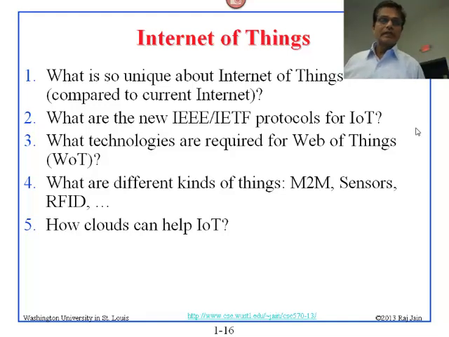So they have developed it, right? What technology are required for web of things? So now in Internet of Things, they also have web of things. What is it and why? What is required? WOT. And what are the different kinds of things? Machine to machine, sensors, RFID. RFID. Anybody knows what is RFID?